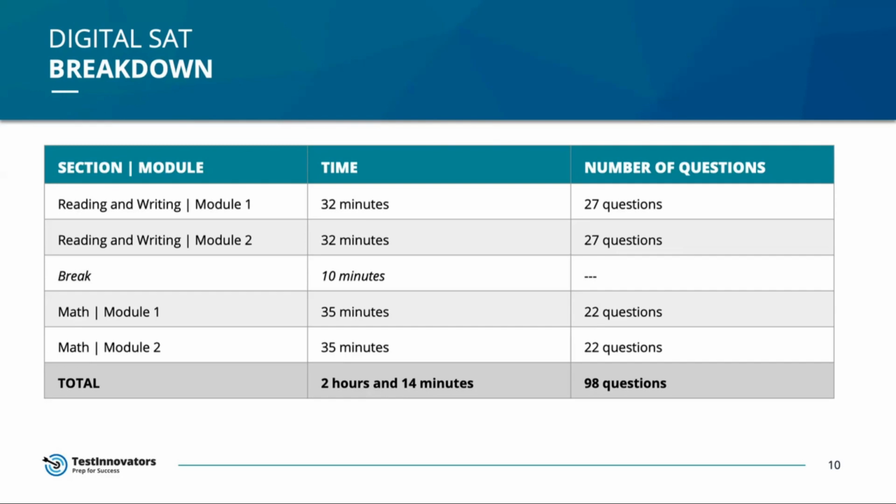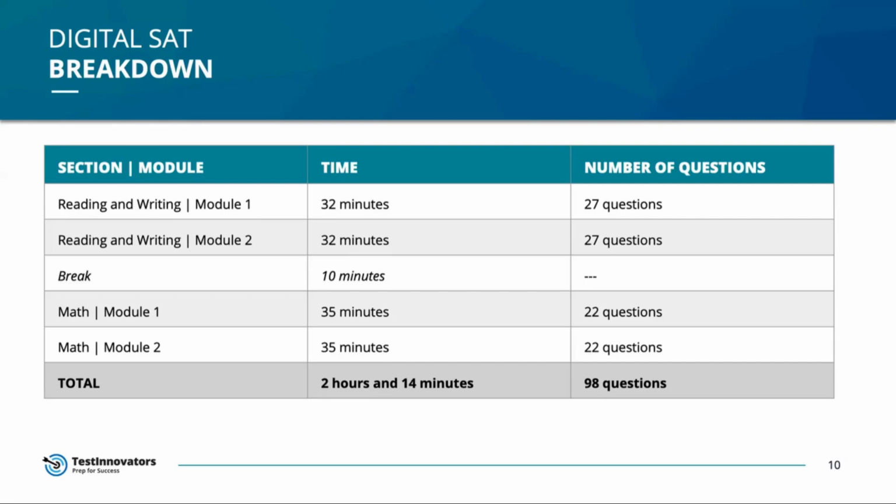When your 32 minutes are up, you're going to move directly into module 2. And then it's the same drill. You'll have 32 minutes to answer the next 27 questions. During those 32 minutes, you can answer those 27 questions in any order. So you can skip questions, come back to them, but you cannot go back to module 1, nor can you move on to the next module. So you're in module 2 for those 32 minutes, but you can do the questions in any order.